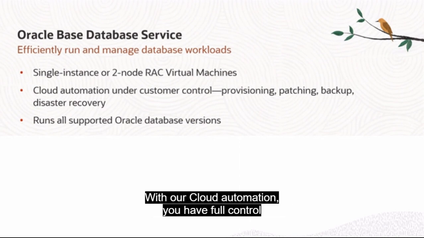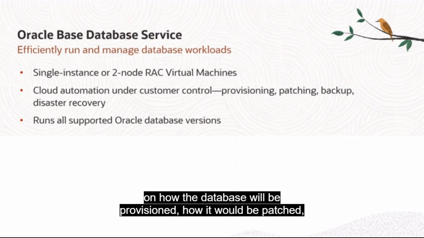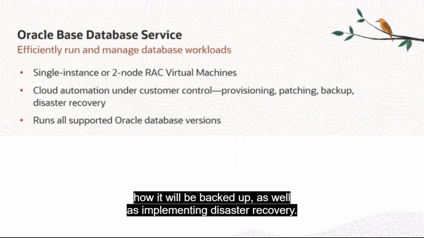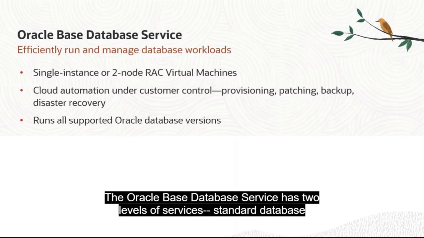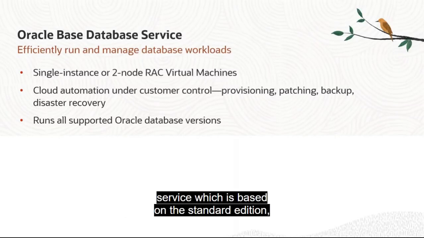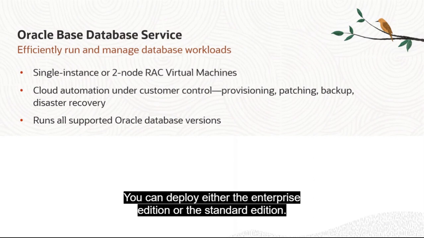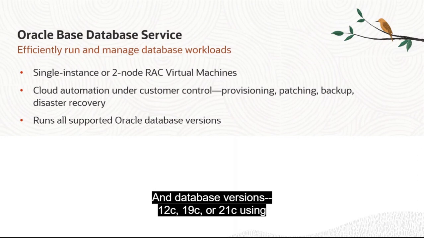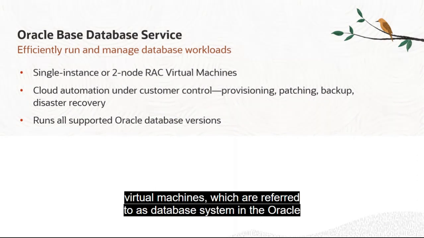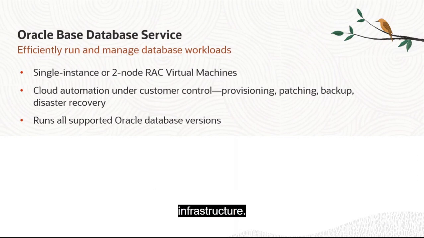With our cloud automation, you have full control on how the database will be provisioned, how it will be patched, how it will be backed up, as well as implementing disaster recovery. The Oracle-based database service has two levels of services: Standard Database Service, which is based on the Standard Edition, as well as the Enterprise Database Service. You can deploy either the Enterprise Edition or the Standard Edition, and database versions 12c, 19c, or 21c using virtual machines, which are referred to as database systems in the Oracle infrastructure.